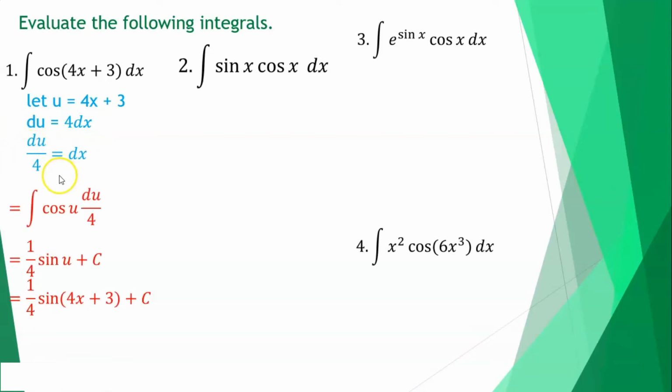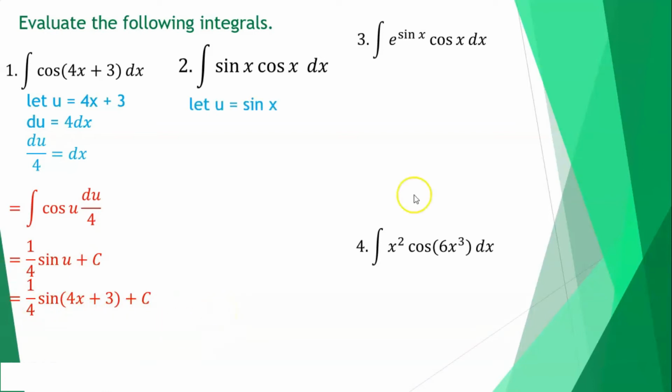Let's replace. This becomes the integral of cosine u, then du over 4, or 1/4 times the integral of cosine u. The integral of cosine u is sine u plus c. Replace u with 4x plus 3. This is the final answer.